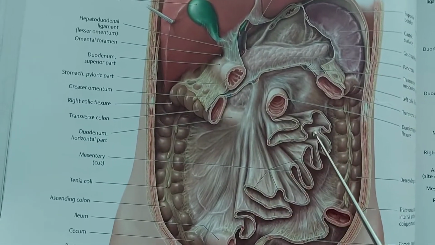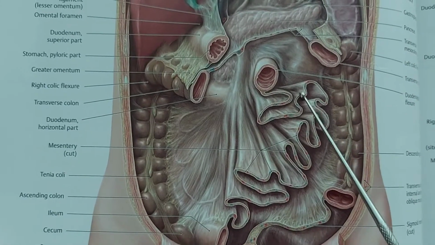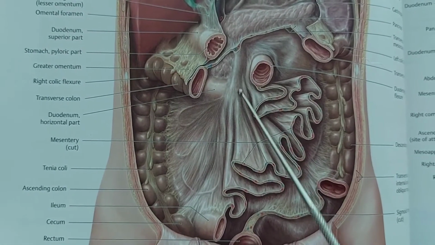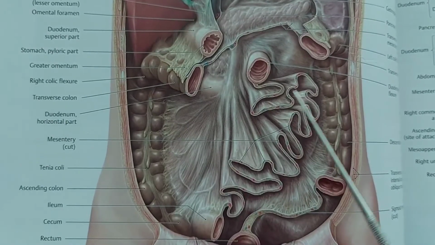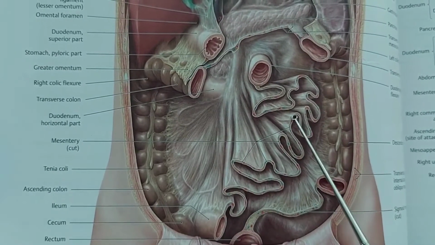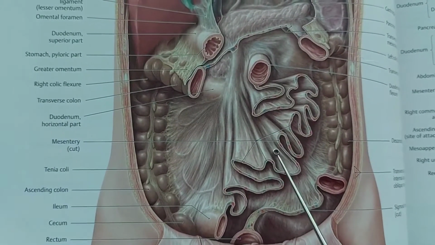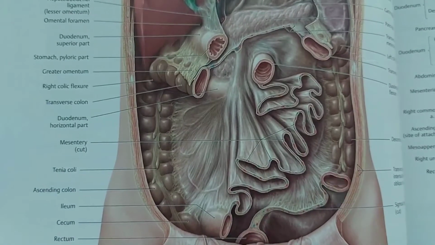Here is the cut end of the mesentery, and it is attached with the posterior abdominal wall. This is the cut end of the mesentery. This is the peritoneal fold that holds the small intestine.